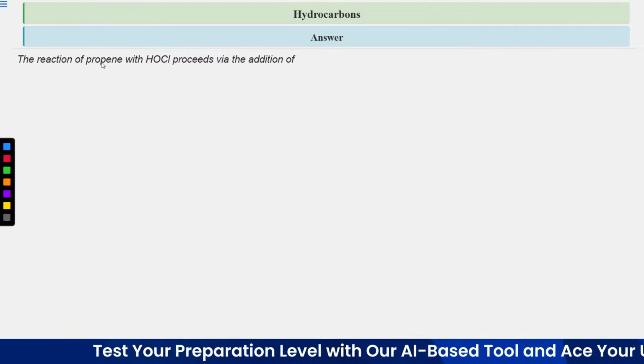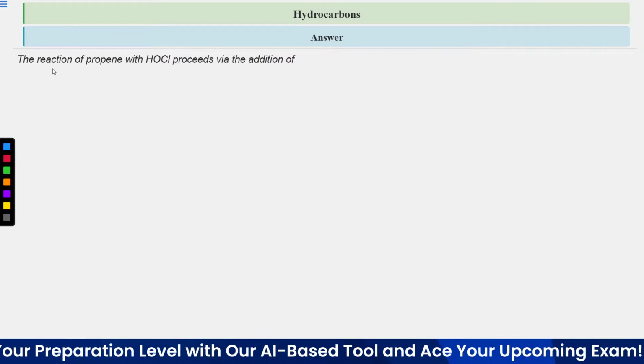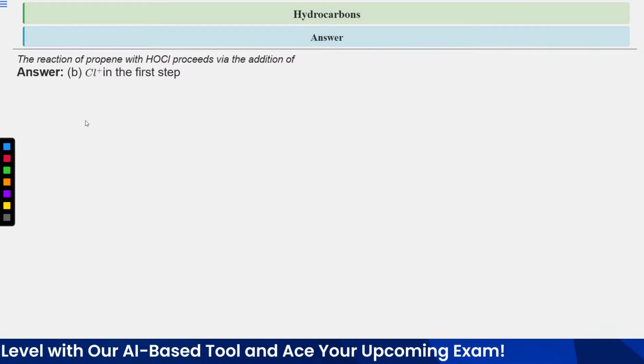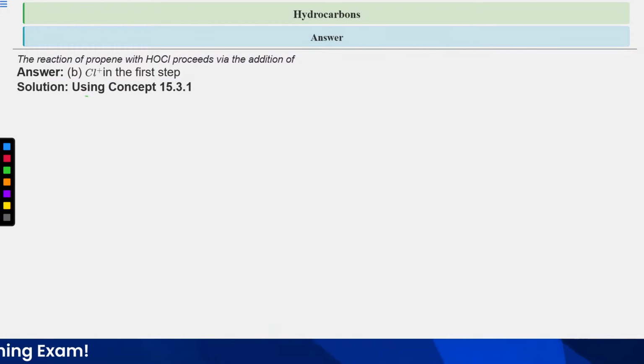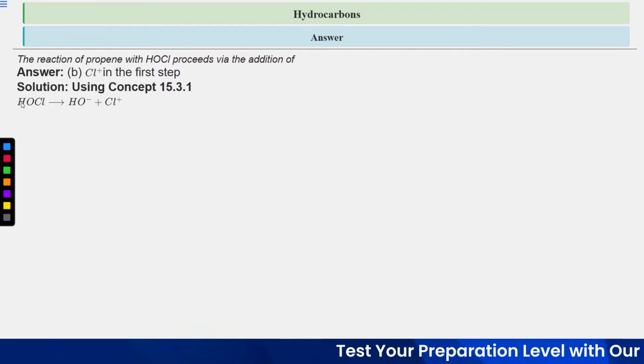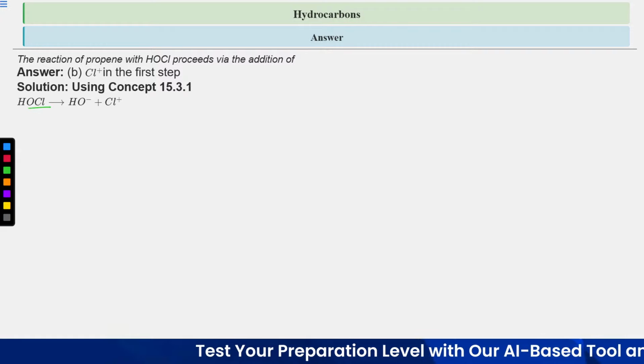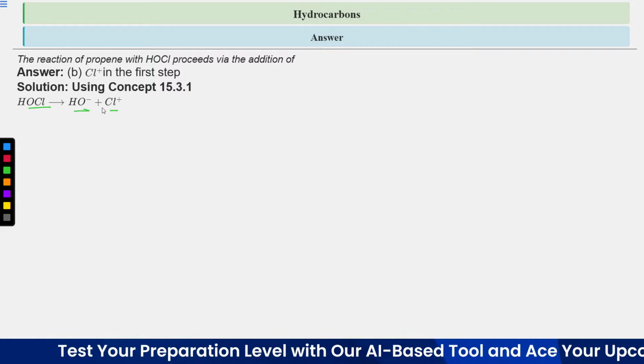For the given question, the correct answer is option B, that is Cl positive in the first step. Using the concept 15.3.1, HOCl dissociates into OH minus and Cl plus.